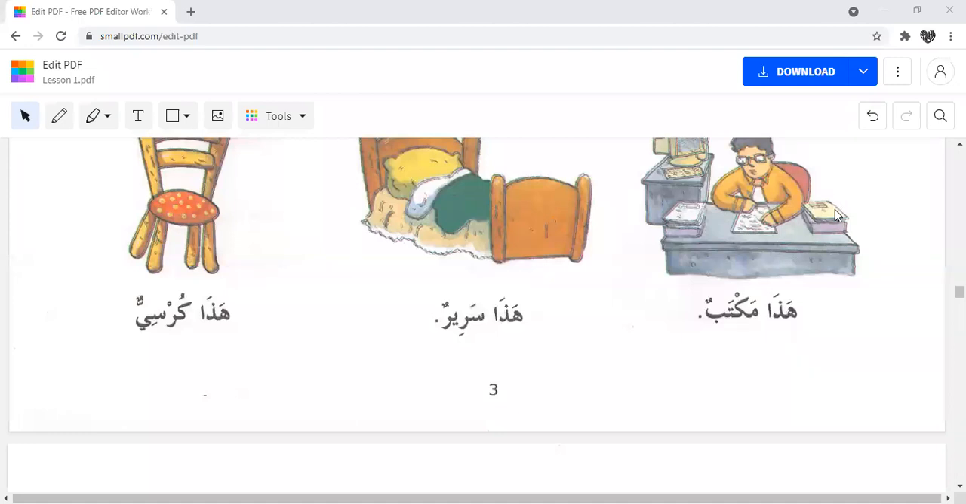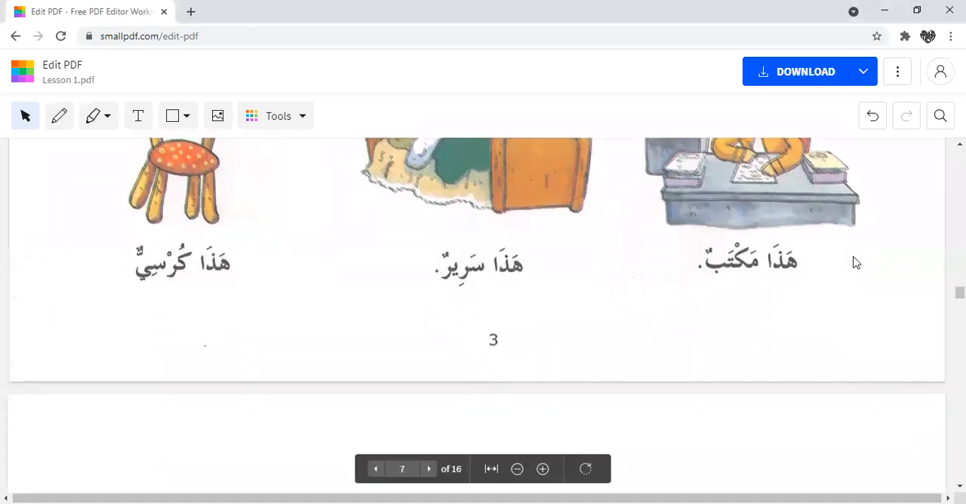Kursi. Yes, ma'am. This is a desk or table. This is a bed, cot. This is a chair. All right. Very good. Thank you. Jazakallah khairan, ma'am. Jazakallah khair.